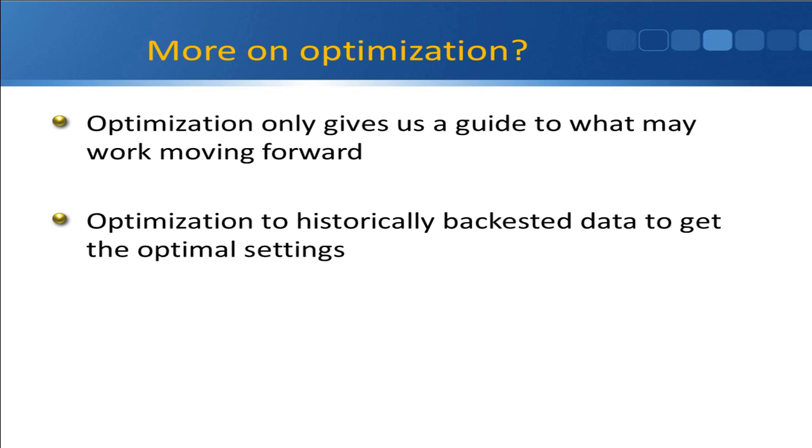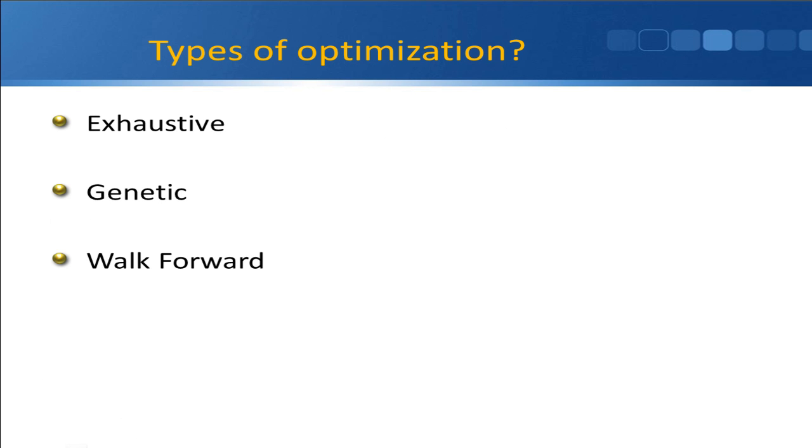So really, optimization only gives us a guide to what may work moving forward, and as we said, it's on historically backtested data. Now let's have a look at the different types of optimization we can potentially tap into, and we're going to go through a practical example of this on the chart.